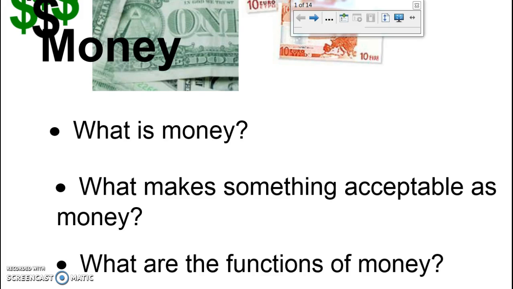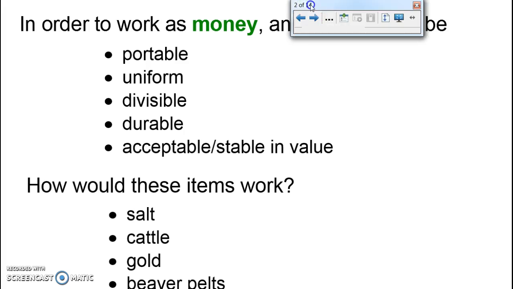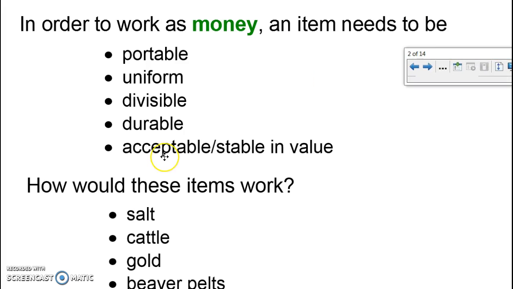So what makes something acceptable as money? Well, it's kind of complicated, right? To make something acceptable as money, it has to be scarce so that it has value. It has to be something that people trust in. It has to be something that's divisible so you can make change. It has to be something that's portable. So there are a number of characteristics. And the functions of money will be on the next screen. So first, I guess it's what makes something work as money on the next screen.